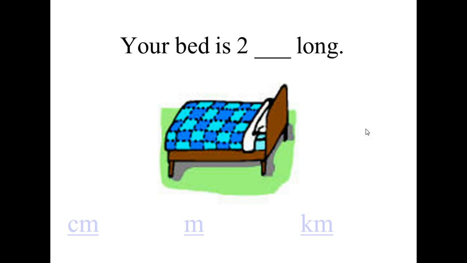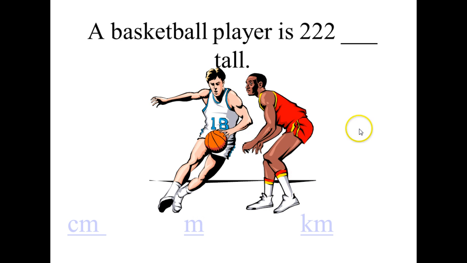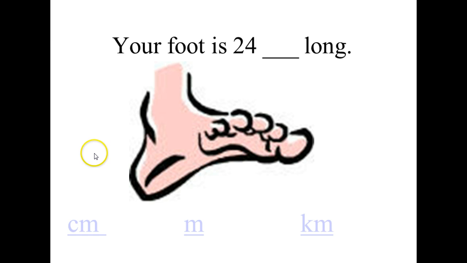Your bed is closest to being 2 blank long. Well, I know it's way more than 2 Skittles, and it's way less than a mile, so it must be meters. Basketball player is 222 of these tall. Only one that makes sense is centimeters.